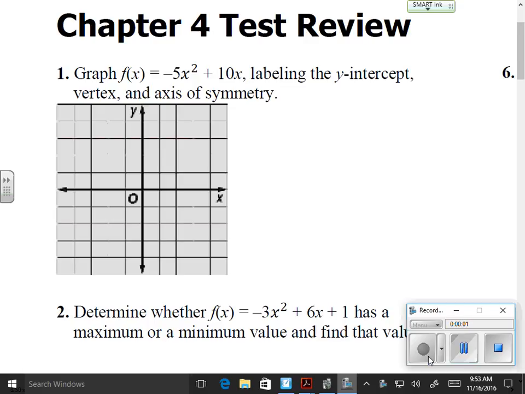Okay, we're going to start the Chapter 4 test review. Number 1, we're going to graph the equation, label the y-intercept, the vertex, and the axis of symmetry.